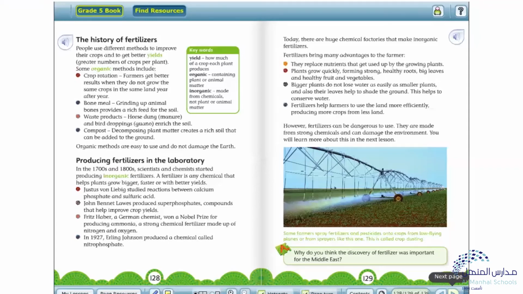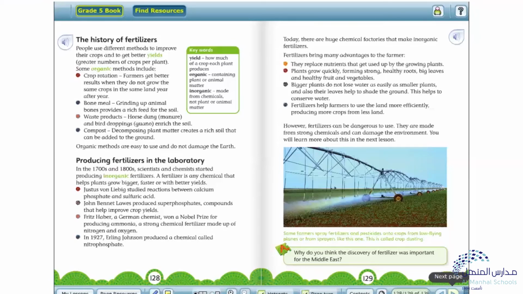There is Justus van Liebig, who studied the reaction of calcium phosphate and sulfuric acid. The second one is John Bennett. He produced superphosphate compounds that help improve crop yield. Then the third one is Fritz Haber, a German chemist. He also won a Nobel Prize for producing ammonia, a strong chemical fertilizer made up of nitrogen. He received the prize for that.